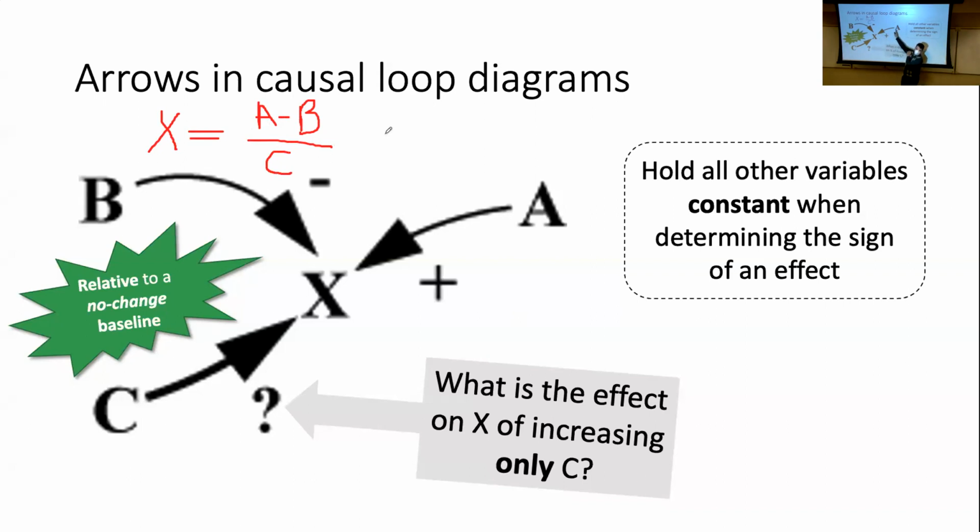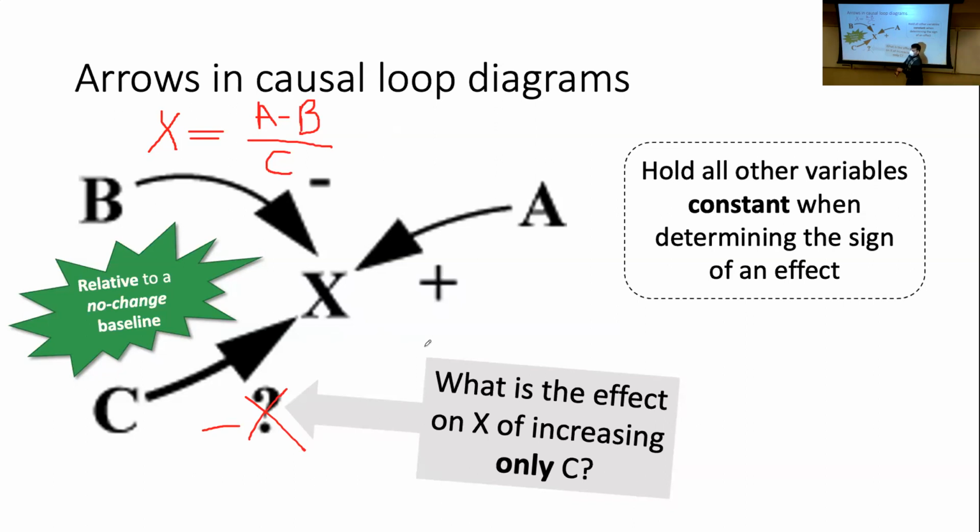If A were to increase, X would increase. If B were to increase, X would decrease. Now, I divide that whole quantity by C. That division kind of has a similar effect as the subtraction. So if C were to increase, it would divide X down more. So X would decrease. And so if I were to label this particular model, I would get rid of this question mark and I would replace it with a minus.